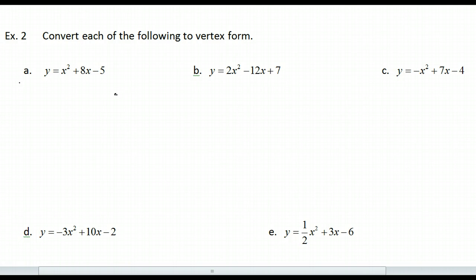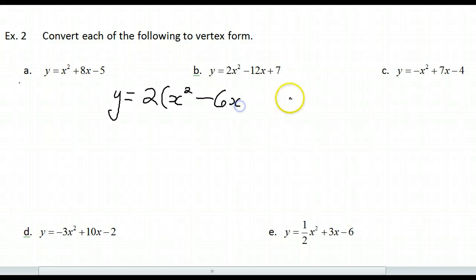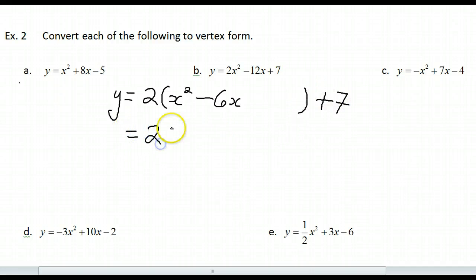Okay, b, y equals 2x squared. Now, in order to do any of this perfect trinomial square, we need to have just an x squared. So we're going to have to factor the 2 out of the x squared and the x terms. So x squared, negative 12x divided by 2 is minus 6x. Leave some space, and then put the plus 7. So the same idea, y equals, we're going to keep the 2. Now I want to make this the square of a binomial, and to do that, we know it has to be half of negative 6, so that'll be minus 3. x minus 3 squared will give us x squared minus 6x plus 9.